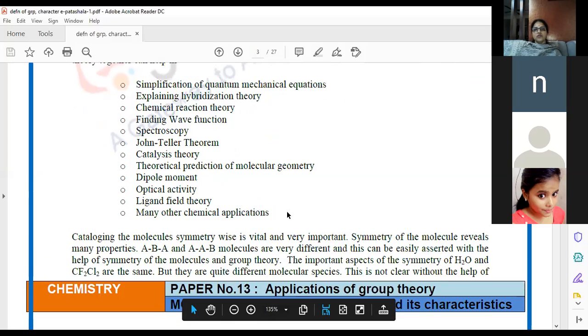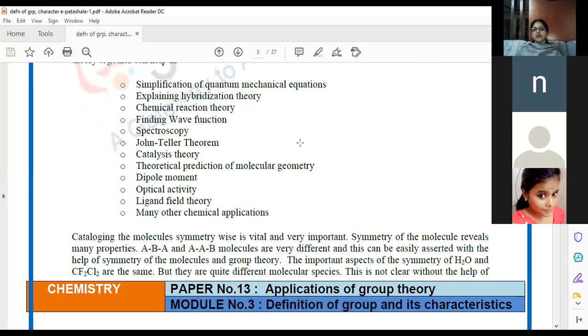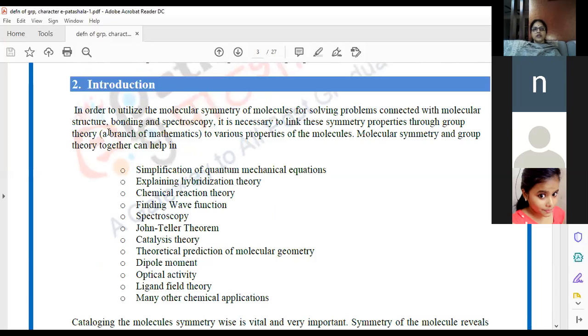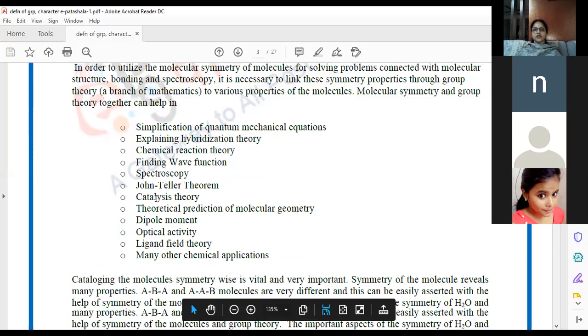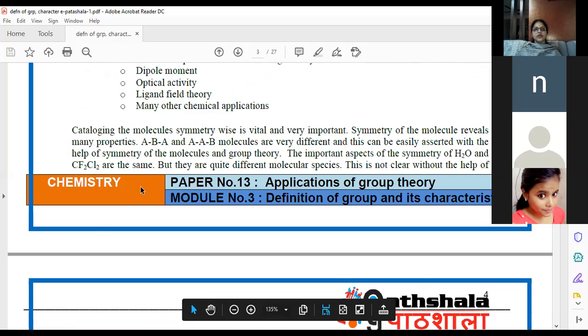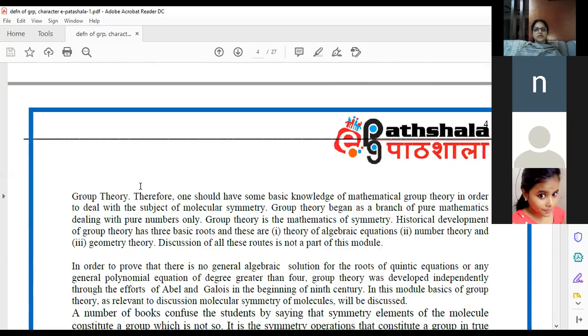Okay, so you are combining the symmetry, whatever you know for that particular molecule, and you are applying a little bit of group theory, which is nothing but a branch of mathematics. Then you are able to apply those two to find out all these applications. Okay, so we will see what this means.